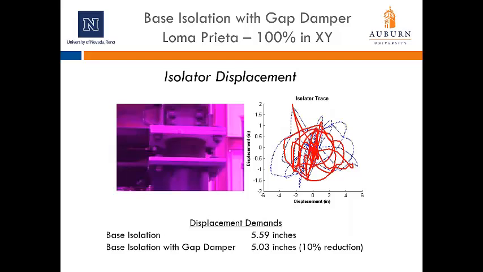There was not quite as much of a reduction of the displacement in this case. For base isolation alone, 5.59 inches. For base isolation with gap damper, we had 5.03 inches, about a 10% reduction.